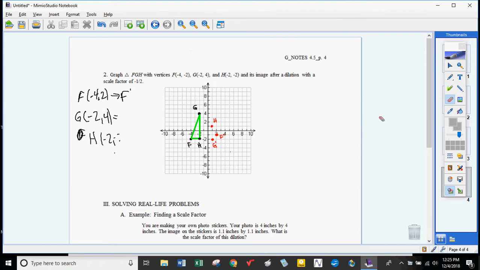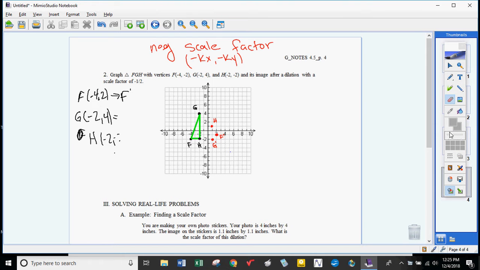Continuation of our notes from earlier today. This is a negative scale factor. Essentially our rule is to simply multiply each coordinate by that scale factor. But a negative scale factor doesn't just shrink or enlarge your shape. It's essentially a dilation followed by a rotation. So it also rotates your shape.